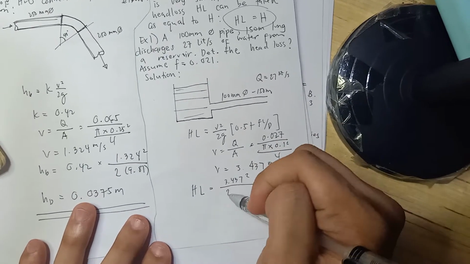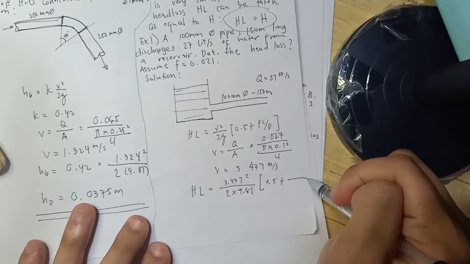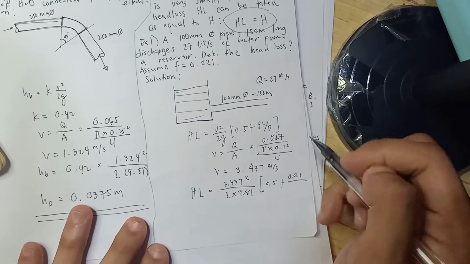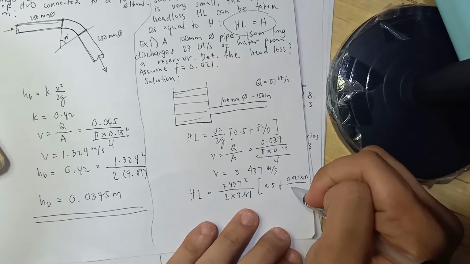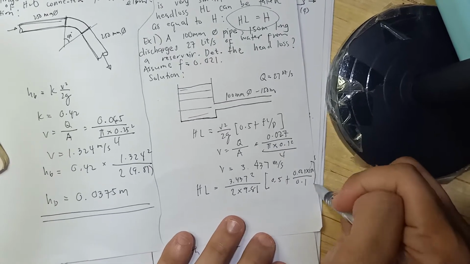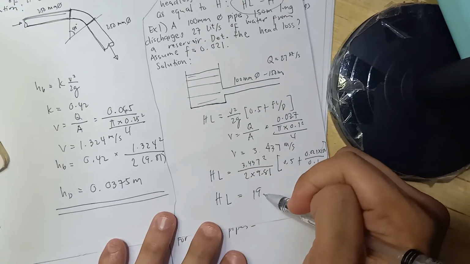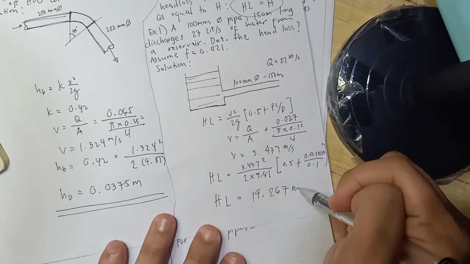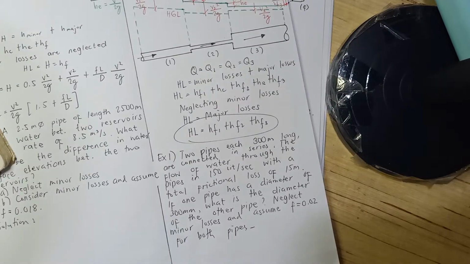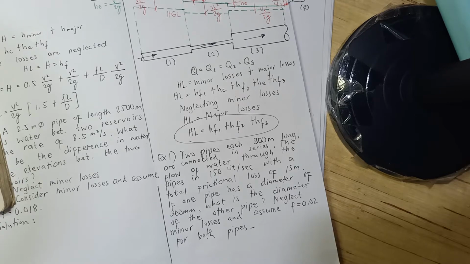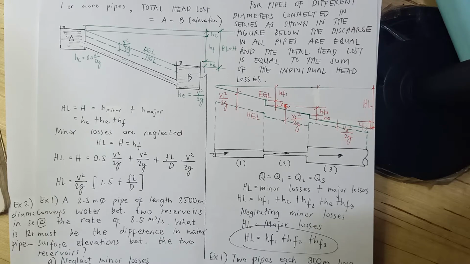So our total head loss, or the head loss, is 3.437 squared over 2 times 9.81 times the summation 0.5 plus f is 0.021 times L is 150 over D 0.1. So our HL, or the head loss, is 19.267 meters. So this is the answer. So that's it for pipe discharging from a reservoir.